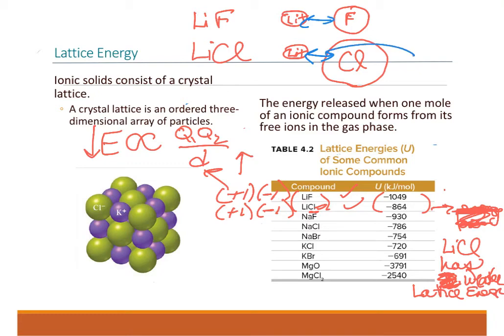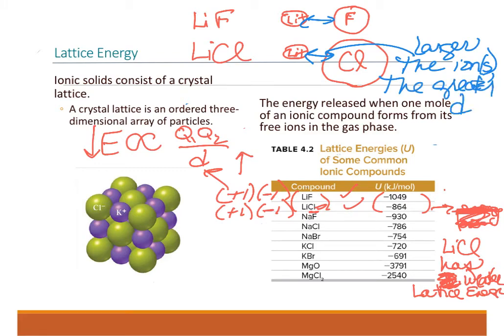All right, so the thing to write down is the larger the ion or ions, the greater the distance between them, the greater D is. So D is larger for large ions, so that means large ions have weaker attraction. Let me write that down too. So larger ions have weaker attraction.